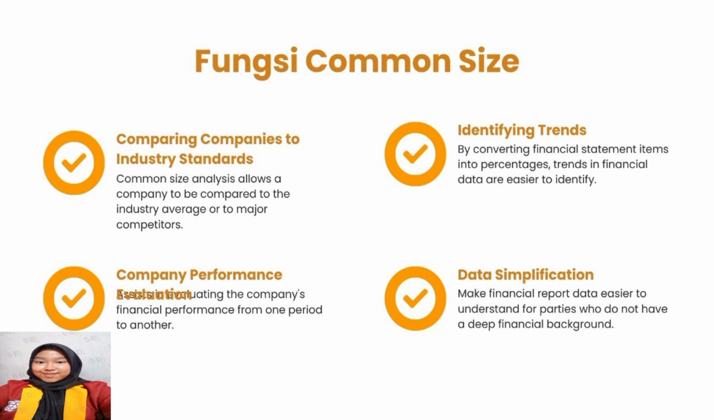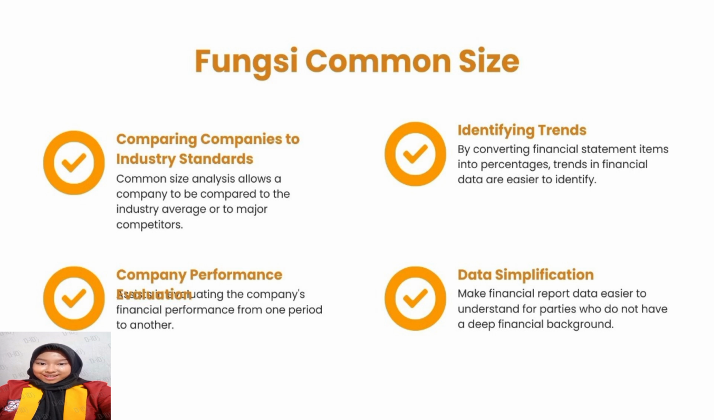Evaluating company performance. Common size analysis makes it easier to evaluate a company's performance from one period to another. By observing the percentage changes in financial statement items, management can evaluate whether the company is moving in the right direction. For example, an increase in the net income percentage indicates an increase in profitability. Conversely, a decrease in the profit margin percentage may indicate a problem that needs to be addressed immediately. This performance evaluation is important for formulating effective and adaptive business strategies.